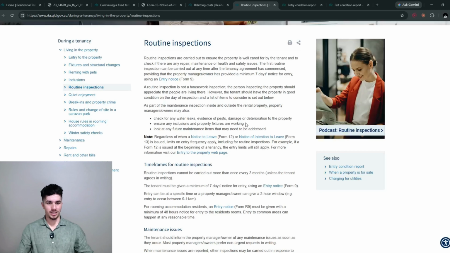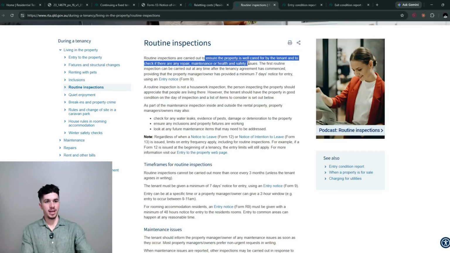While yes, we do manage the property, while yes, it's not the tenant's property, I still like to respect their home. Routine inspections are to ensure the property is well cared for by the tenant and to check if there are any repair, maintenance, or health and safety issues.